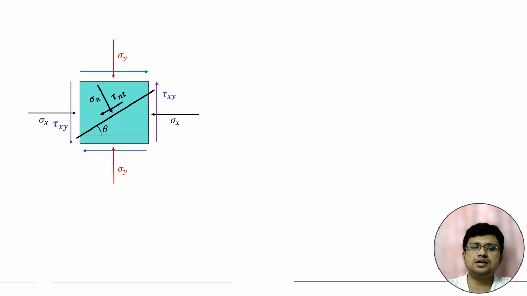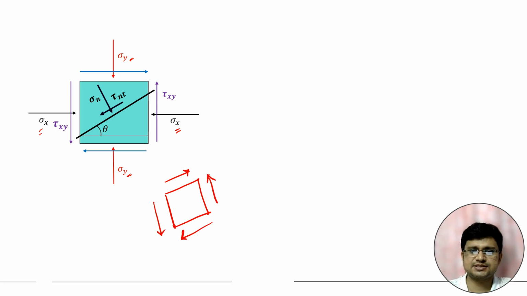Now, this is one 2D stress element. For a geotechnical problem, compressive stress is normally taken as positive. So sigma x and sigma y are normal compressive stresses, and both are positive. And this is the direction of positive shear stress.